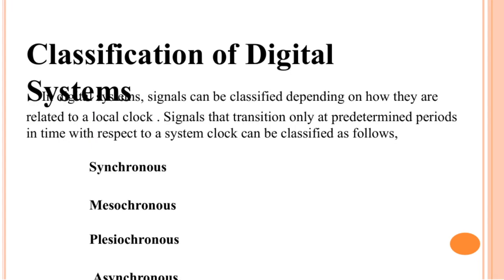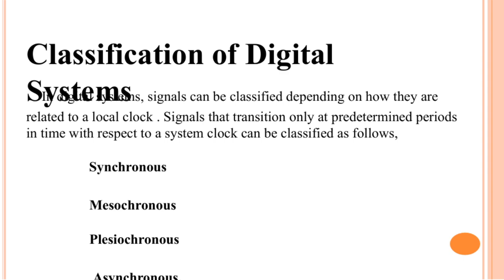In digital systems, the way signals behave in relation to a local clock helps us classify them into different categories. Essentially, signals that change or transition only at specific, predetermined times based on the system clock fall into a few key types. First, we have synchronous signals, which are tightly coordinated with the clock, ensuring all parts of the system change state simultaneously. Then there's mesosynchronous signals, which share the same clock frequency but might have different phases.